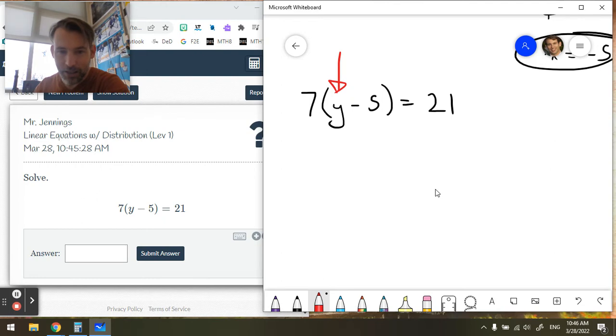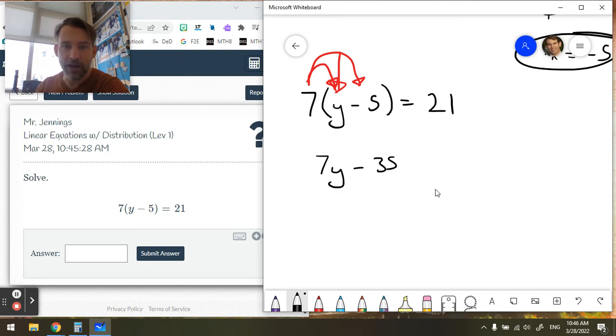So what we do first is we take the 7 and we multiply it into the bracket. But we remember that that's like 7 drawers of clothes, and we have the same amount in every. So that's 7y minus 35. That 35 came from 7 times negative 5, okay? You have to multiply both of the terms in there is equal to 21. Now we can do our inverse operations. Add 35 to both sides.